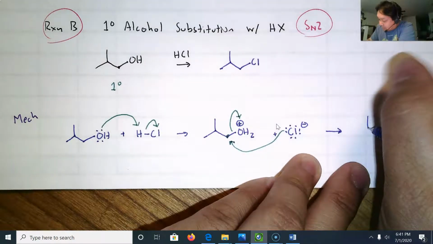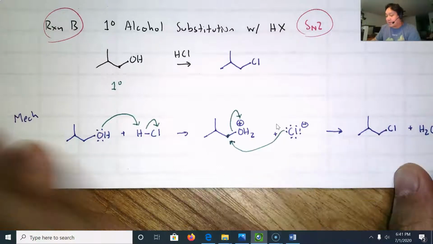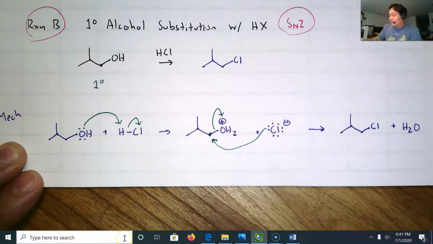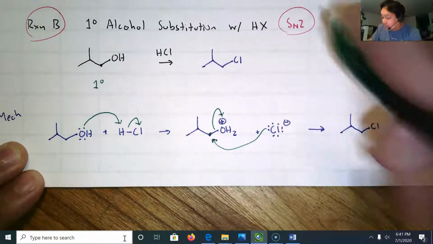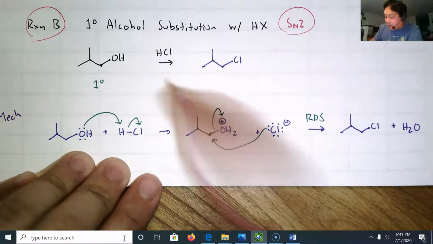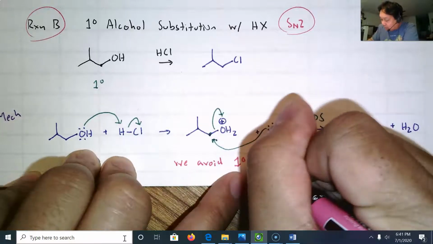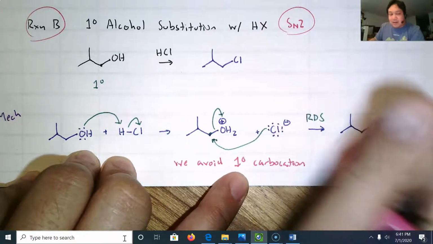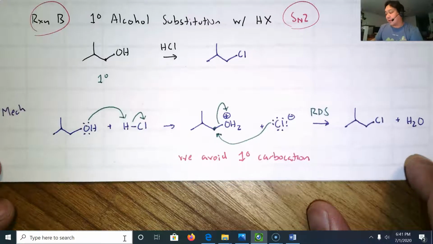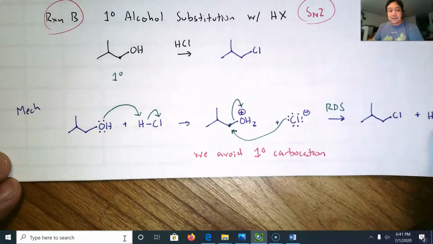And that's your product. Okay, so it's a shorter mechanism, because we're not waiting for the leaving group to leave on its own. And the leaving group is still water. Your RDS is when the leaving group leaves. By doing this, we avoid a primary carbocation. I don't envision me ever drawing a primary carbocation in Organic 2 or Organic 1. Okay. Those are two reactions.